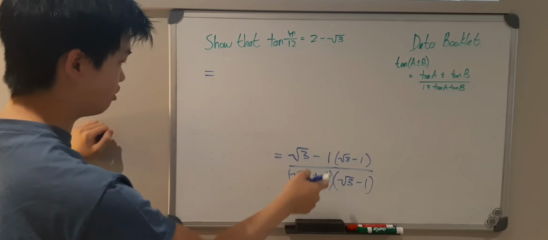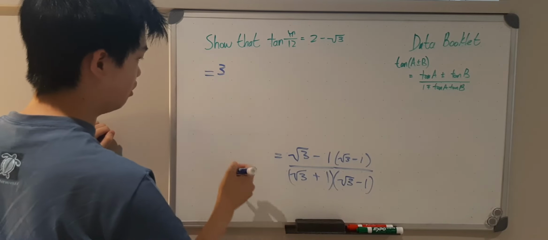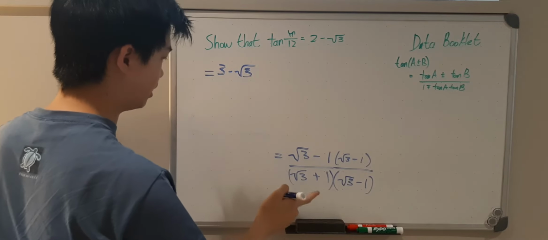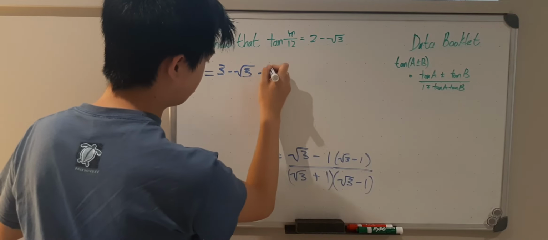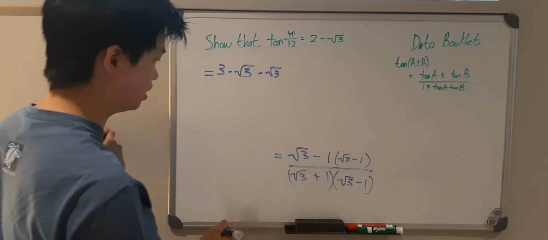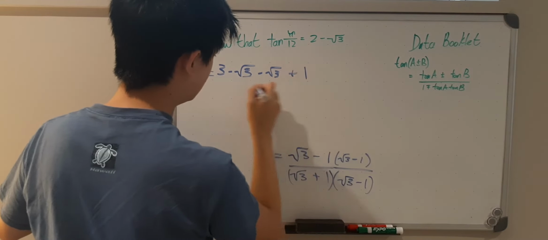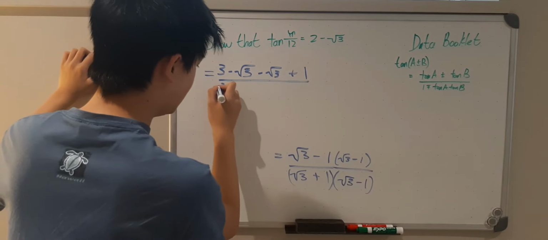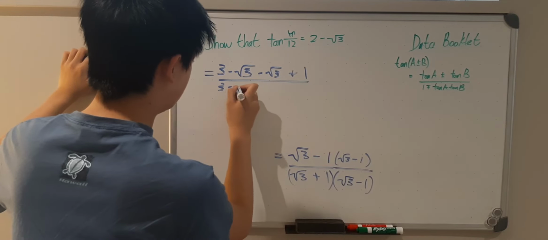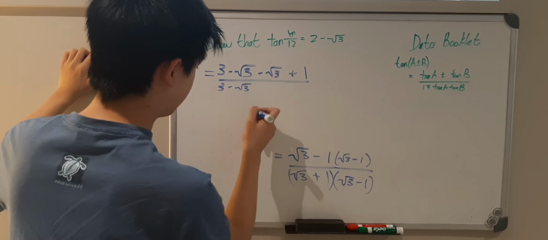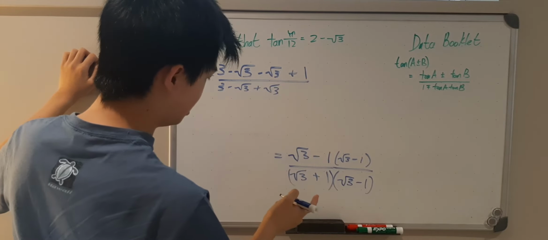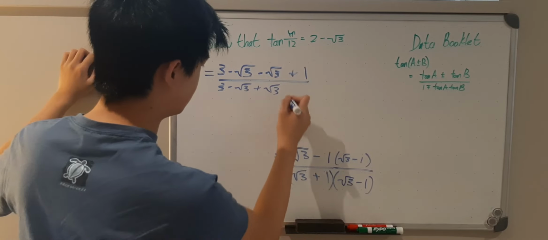So that root 3 times root 3 is 3. Root 3 times minus 1 is minus root 3. Minus 1 times root 3 is minus root 3. And minus 1 times minus 1 is plus 1. Okay, now here, root 3 times root 3 is 3. Root 3 times minus 1 is minus root 3. 1 times root 3 is plus root 3. And then 1 times minus 1 is minus 1.